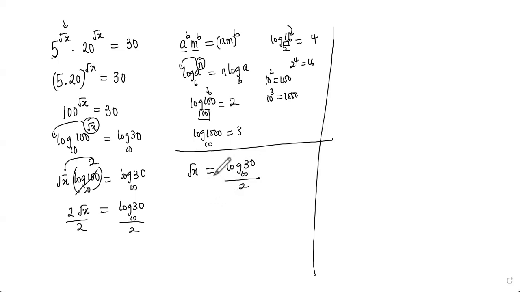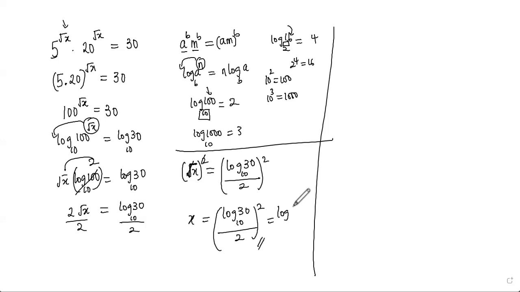The next thing you want to do is to take the square of both sides to get rid of the square root in the left hand side. So if I square both sides, the square will cancel out the root. So finally, x is equal to log 30 base 10 all over 2 all squared. That's the value of x. You can further express it as log 30 base 10 all over 4, then all squared for the numerator. So this is the possible value of x. But let us verify the answer.